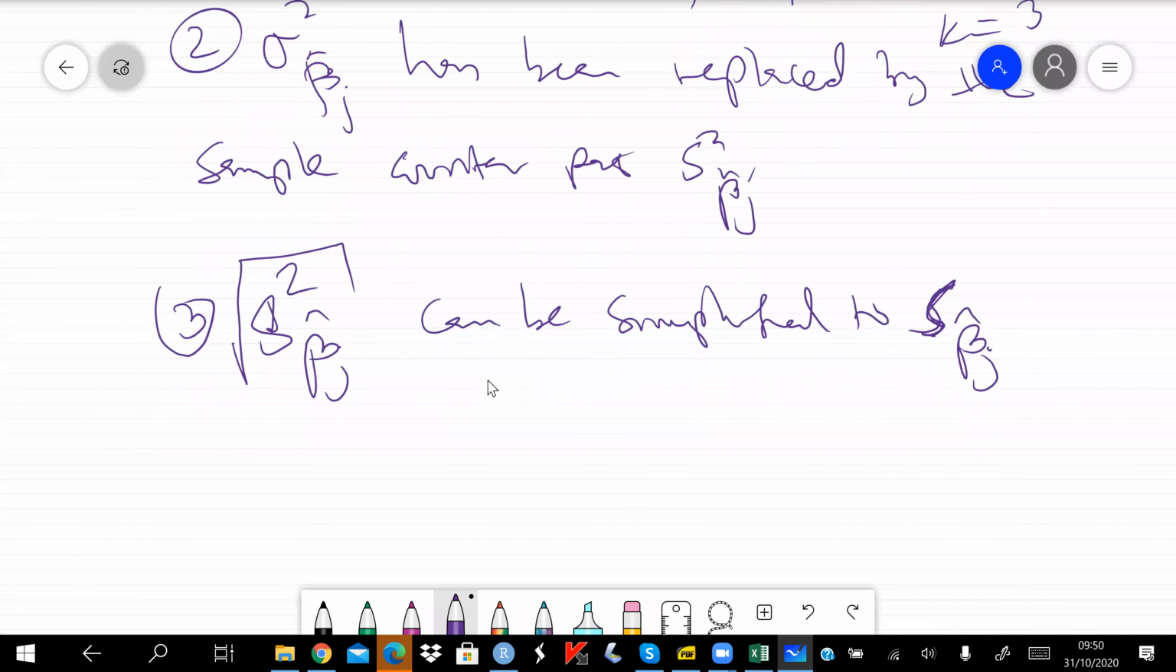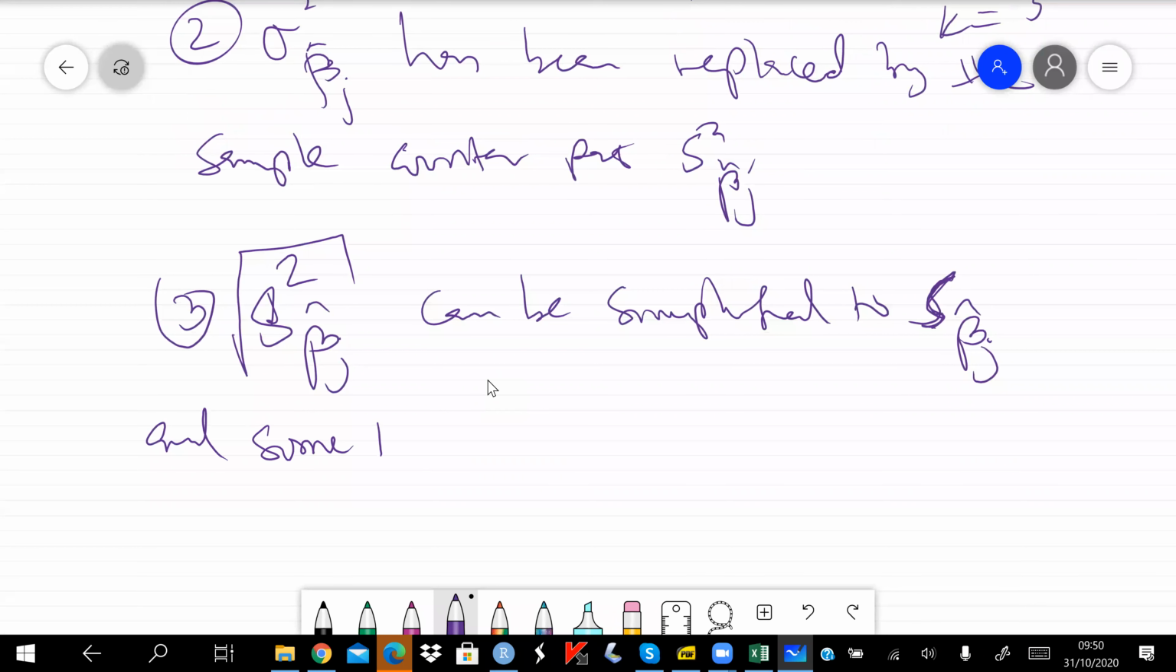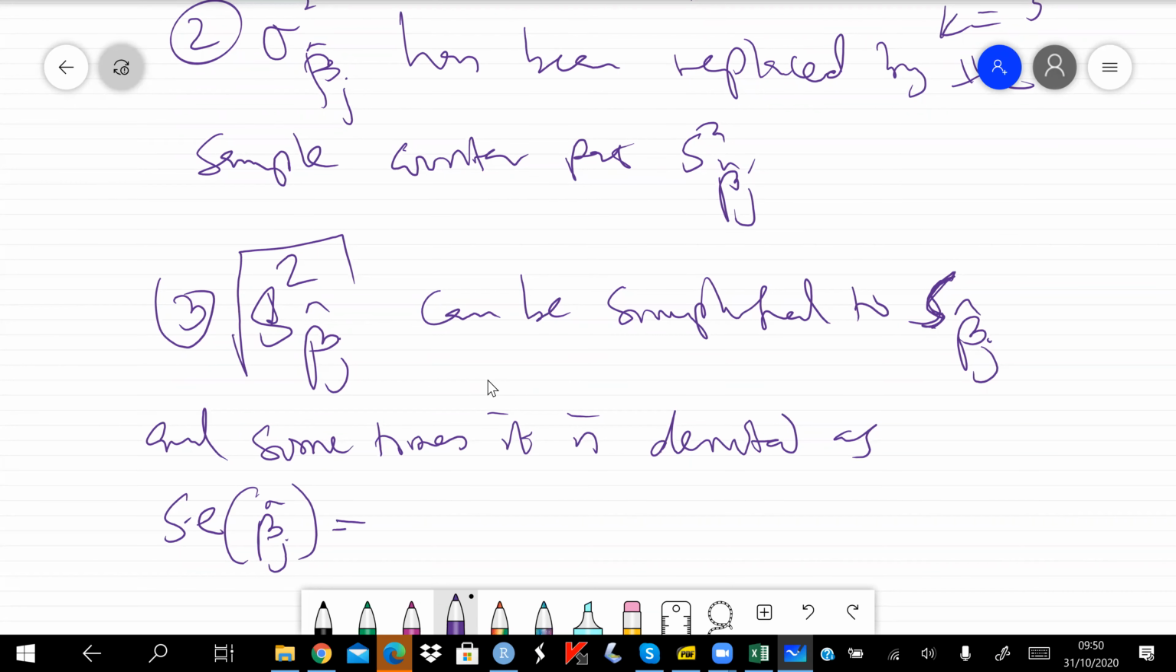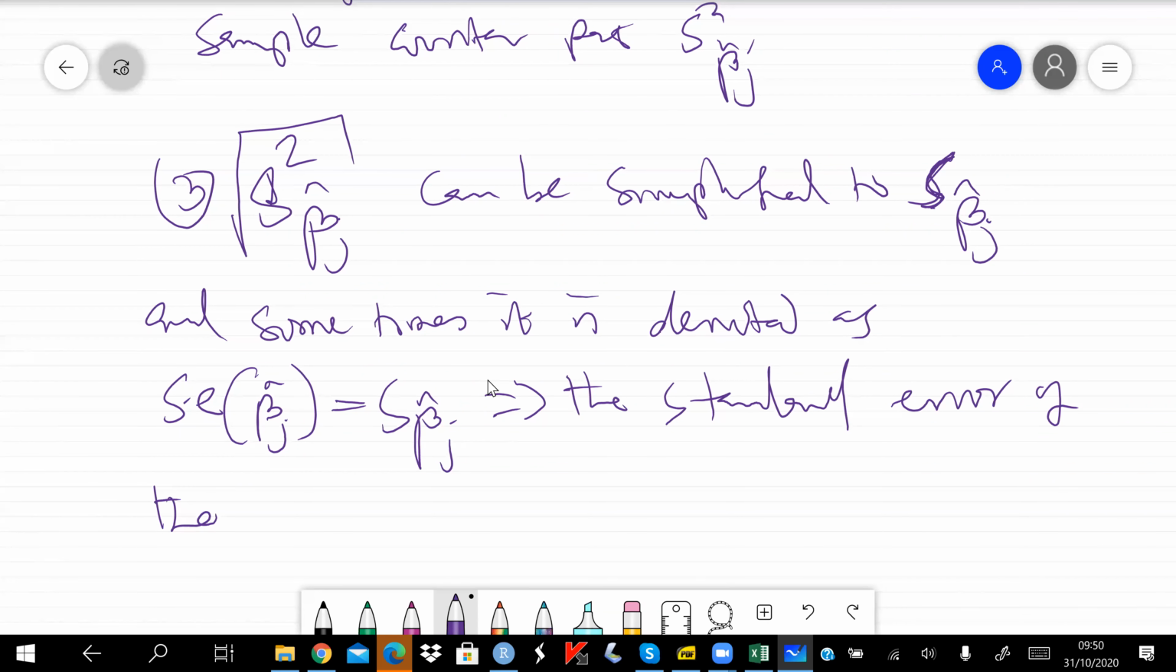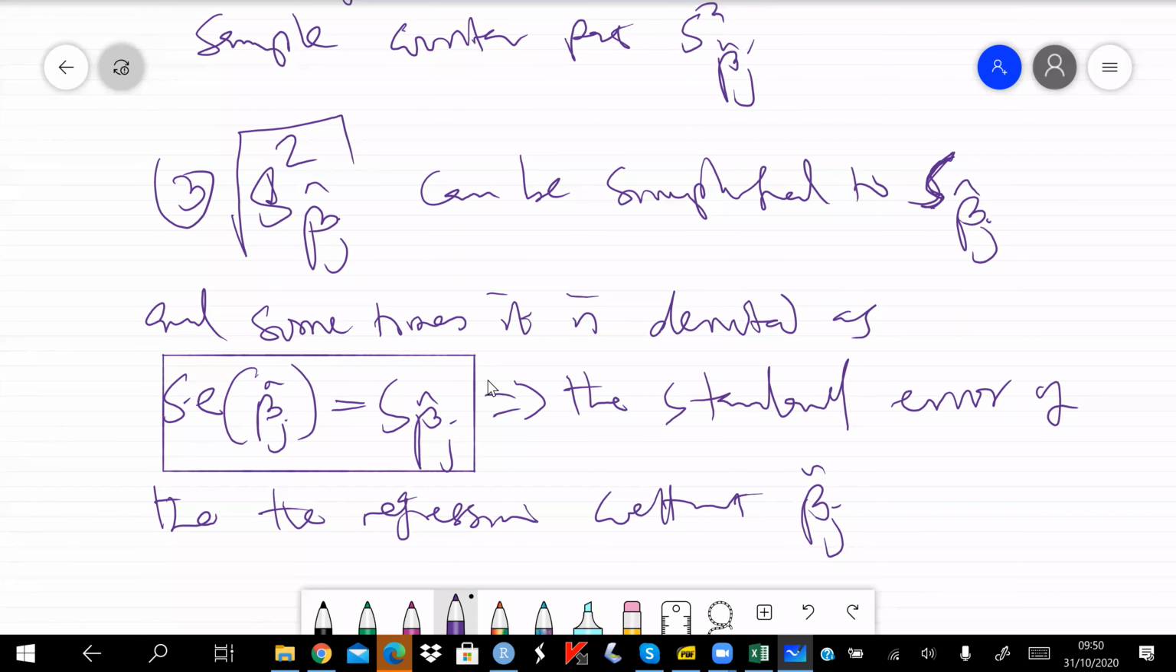Okay. And sometimes it is denoted as the standard error of this estimate, beta j estimate. So that's what we are calling s of beta j. So the standard error. Okay, so this is the standard error of the regression coefficient beta j.